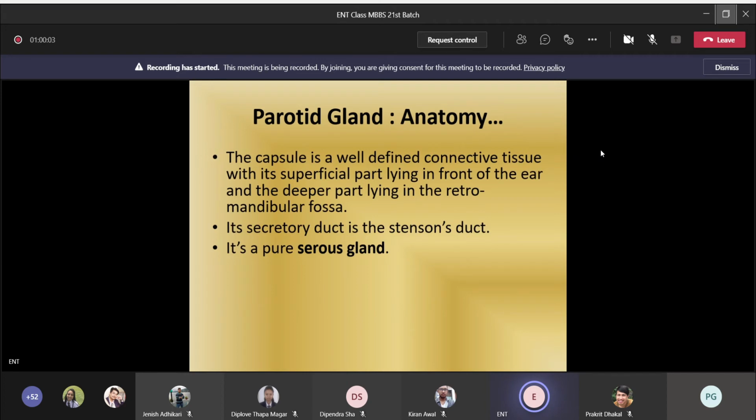Its secretory duct is the Stensen duct, and it is a purely serous gland. It is an MCQ also. What type of gland is the parotid gland? Serous, mucous, or mixed? The parotid gland is a purely serous gland.